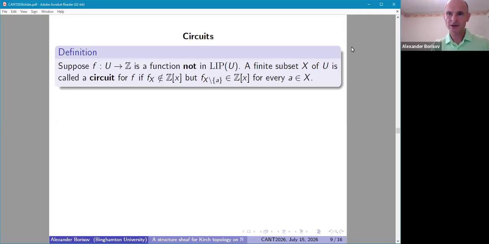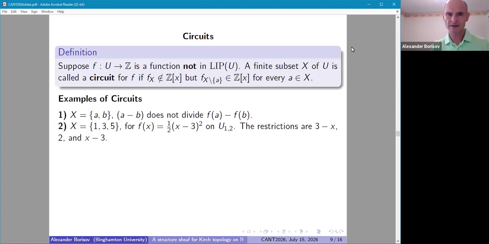So if a function is not lib, there is a circuit that kind of certifies that it's not a lib function. Here are some examples. Again, there are no circuits of size 1 because we require the values to be in Z. If we only require them to be, say, in Q, then yeah, there would be circuits of size 1.